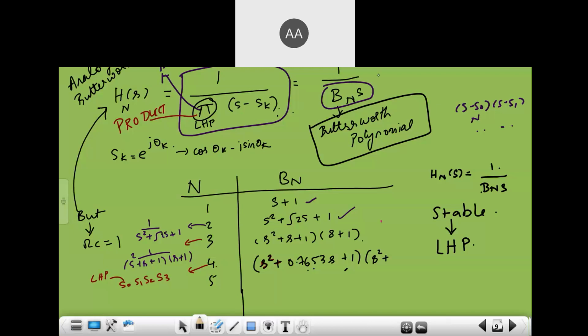Fine. So fill this Butterworth table like that. 1.8476s plus 1. Okay, you can do this. For n equal to 5, it is s plus 1 into s square plus 0.6180s plus 1 into s square plus 1.618s plus 1. See, one thing you need to remember is what happened.